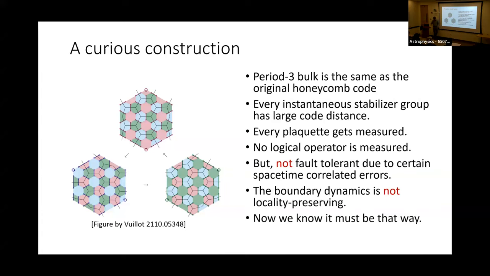But it's found to be not fault tolerant. There's some space time coordinate residing here. And the boundary dynamics is such that a logical operator that happens to be on one side must be mapped to another one. And that is consistent with our theory that this period three all of the SP is zero. So we did not have any ending of that.